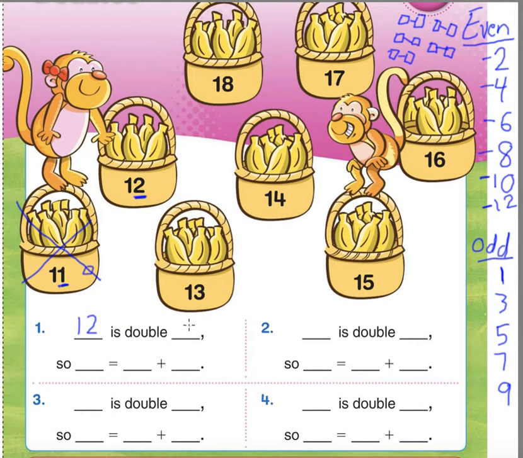And what number do we say we added together? Was it 5 plus 5? No, that's 10. So 12 is going to be double 6. Double sixes.